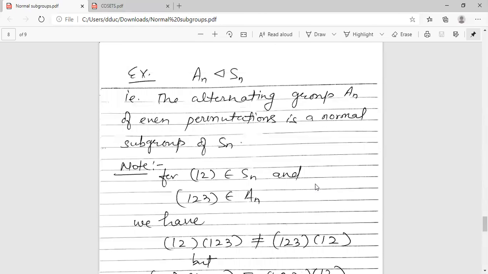Let us see this example. An means the alternating group of degree n. An is the group of all even permutations of Sn. So An is the set of all even permutations. That is, we have already seen that it forms a subgroup of Sn. So here we are saying that An is a normal subgroup of Sn.